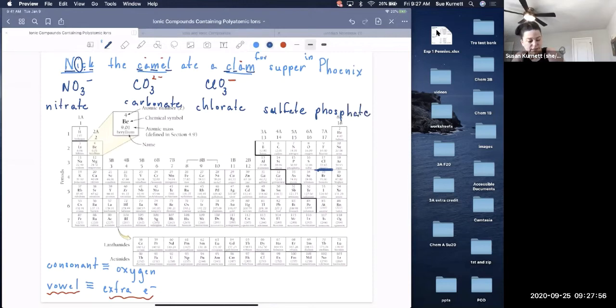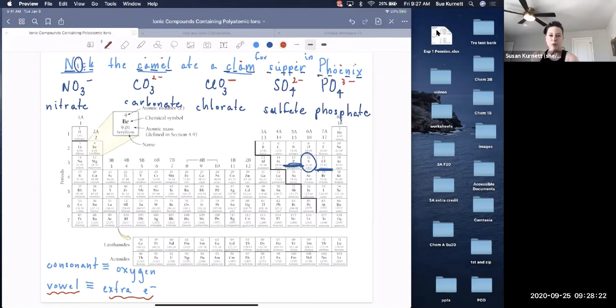So sulfate is sulfur with some oxygens. How many oxygens? 1, 2, 3, 4 consonants. And extra electrons, 2. Phoenix stands for phosphate. Phosphorus gains oxygens, 1, 2, 3, 4, and has 3 extra electrons.